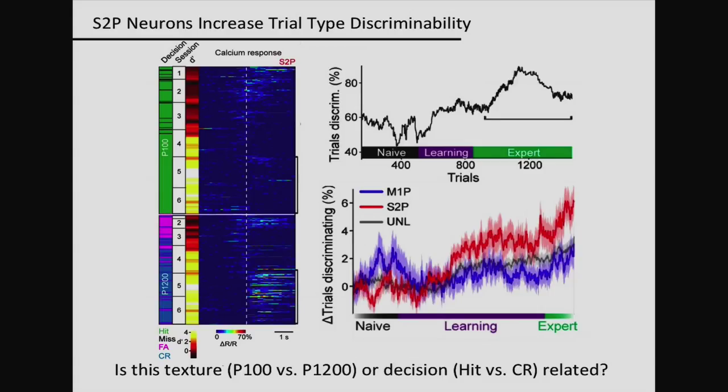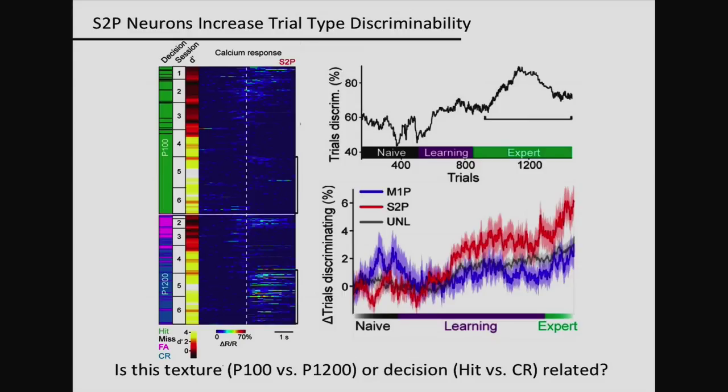Below down on the right is the summary of the two cell types. We don't see any changes in the ability of the M1 projecting neurons to discriminate between these two trial types. We do see an increase in the S2 projecting neurons. So one question is, do the S2 projecting neurons reflect the texture, P100 to P1200, or does it actually reflect the decision that the animal makes? Because as the animal learns, it's changing its response to the P1200 specifically. It's learning to not lick for this particular texture.